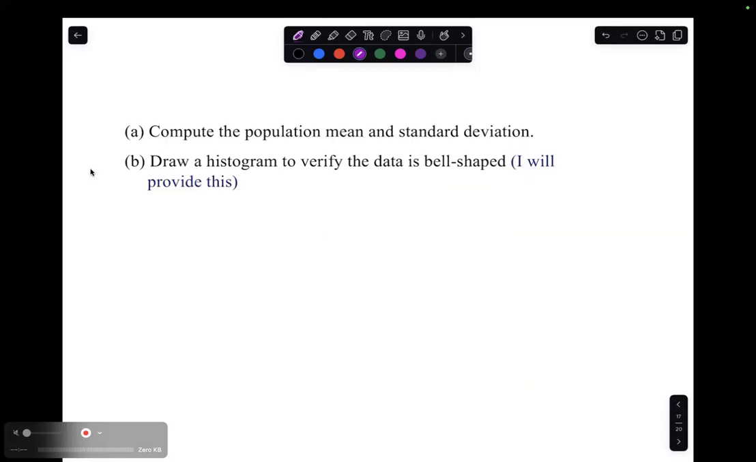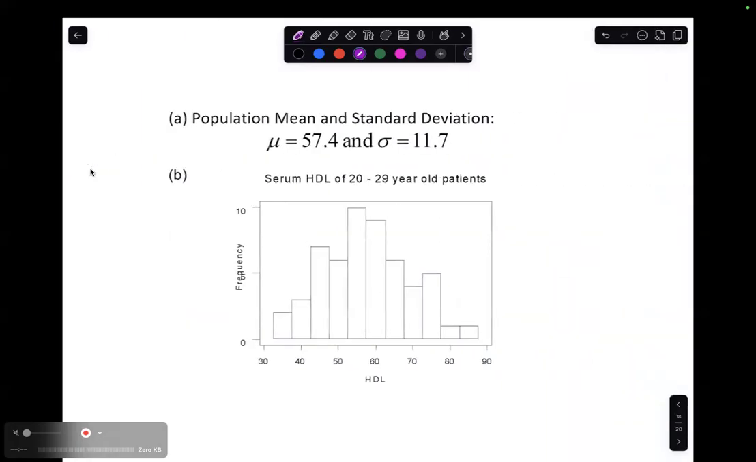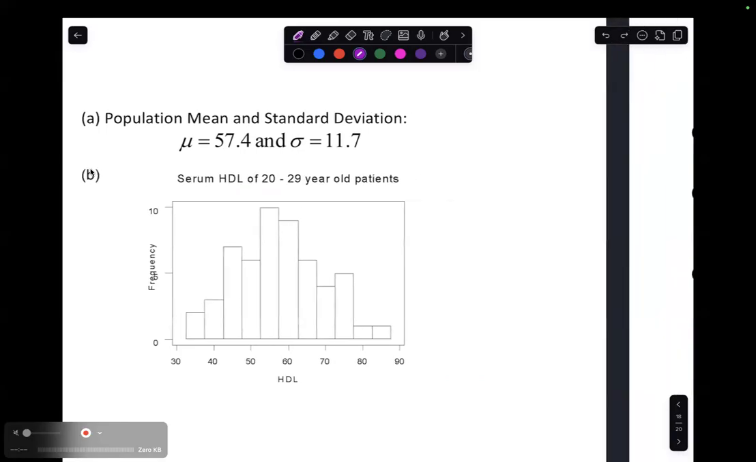So the empirical rule only works if our data is bell-shaped. Only if it is bell-shaped, symmetric. So it's only going to work then. So here's my mean, which is 57.4. My standard deviation is 11.7. This is roughly bell-shaped, and that's all we need. Roughly bell-shaped is good enough. I mean, it looks like it might be slightly skewed right, but it's close enough. So there's our mean and our standard deviation.